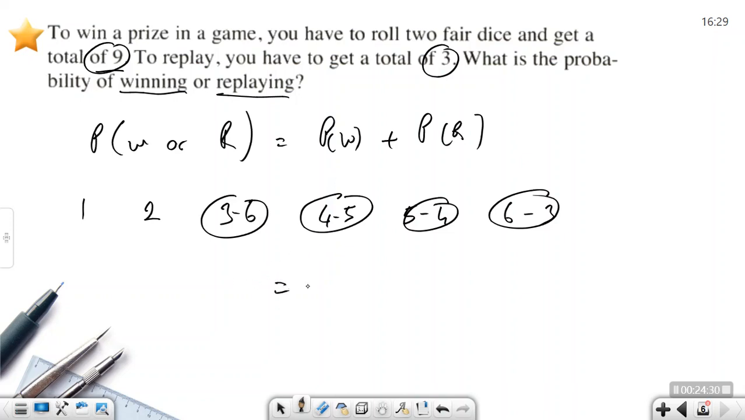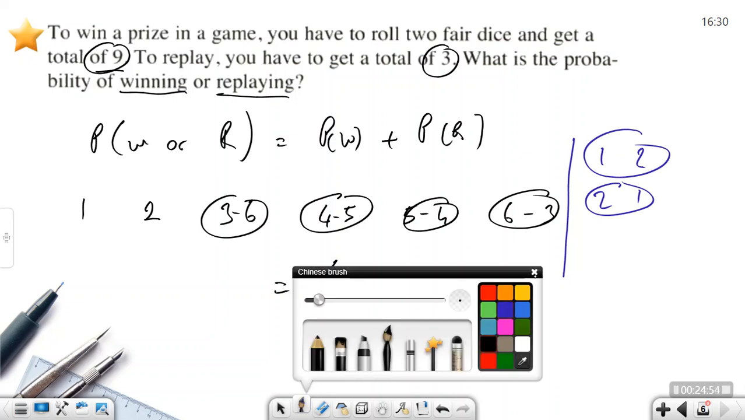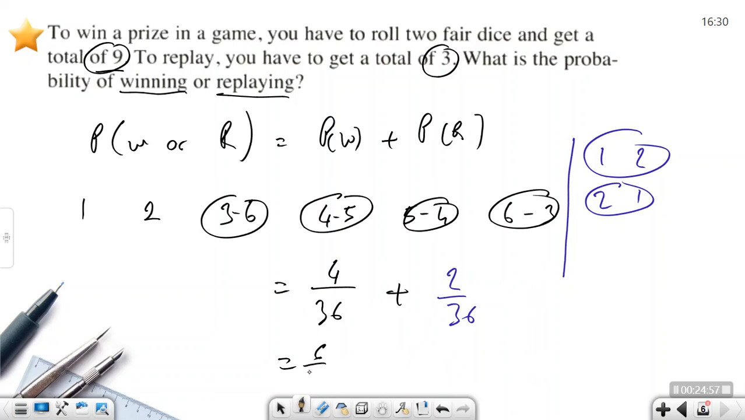Let's say the probability of winning is 4 over how many total outcomes when I roll 2 dice? 36. 6 times 6 is 36. Plus replay. To replay, the total must be 3: 1 and 2, or 2 and 1. There are only 2 options. So 2 over 36. 4 over 36 plus 2 over 36 is equal to 6 over 36, which is 1 over 6. And 1 over 6 is equal to 0.16, with the 6 repeating.